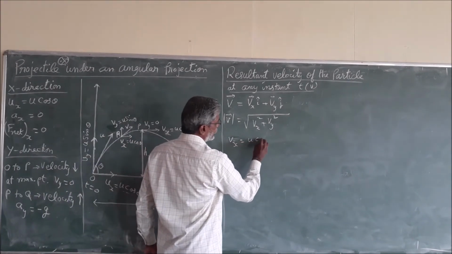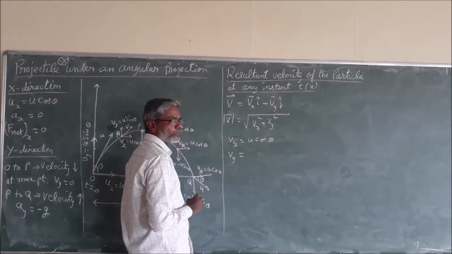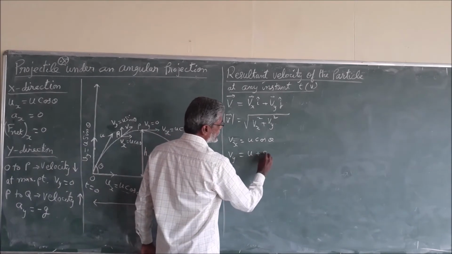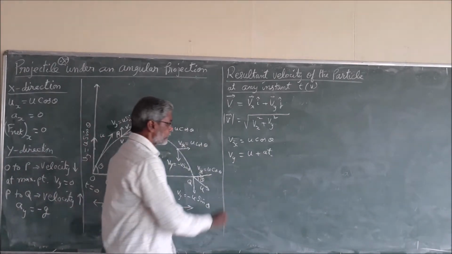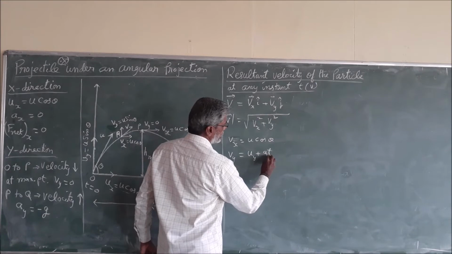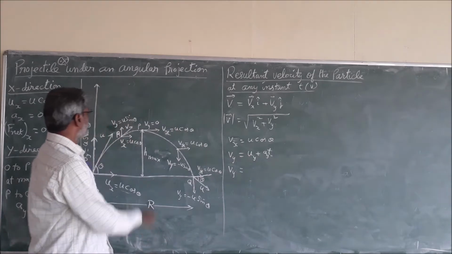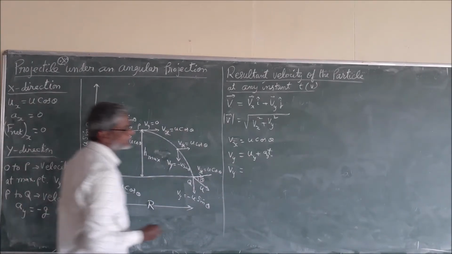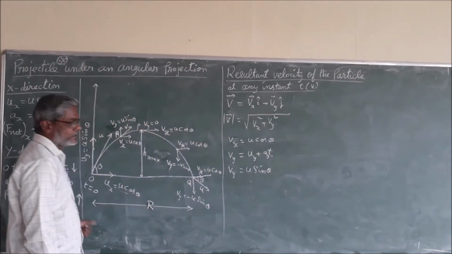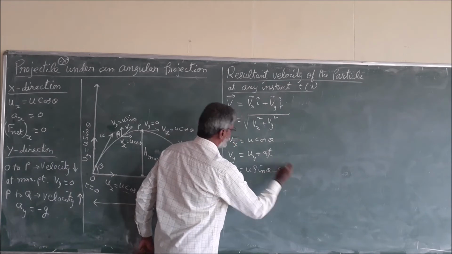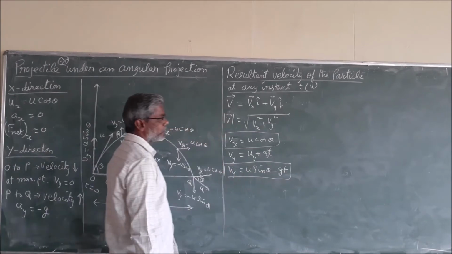Vx is equal to u cos theta, and for vy, we know the equation of motion v equal to u plus at. From this I can find the value of vy. Here it is vy, and this is ay. So vy is equal to the initial velocity, so what is the initial velocity? u sin theta, and the acceleration is minus g. So it becomes minus gt. So this is the vx value and this one is the vy value.